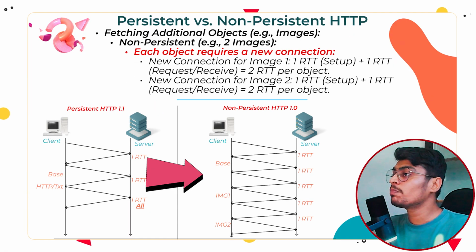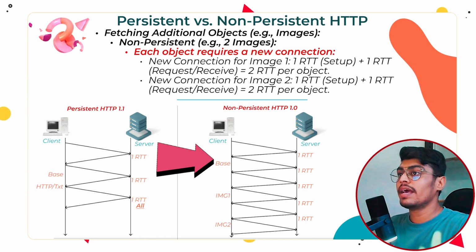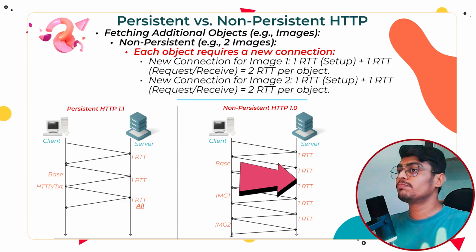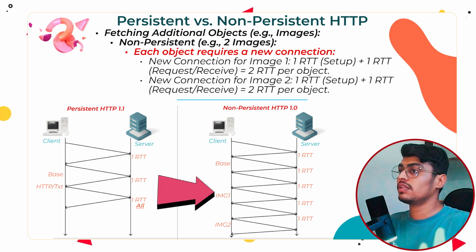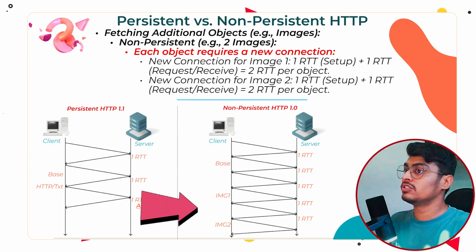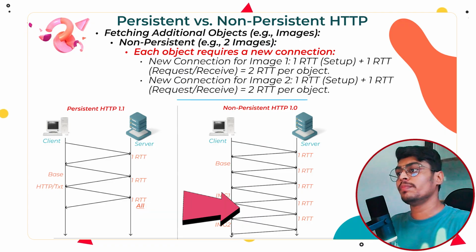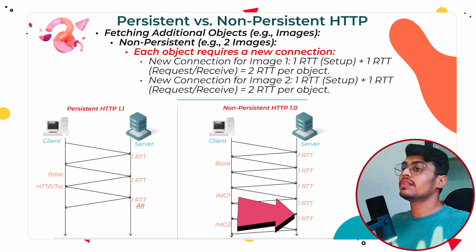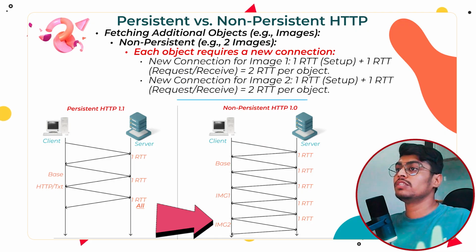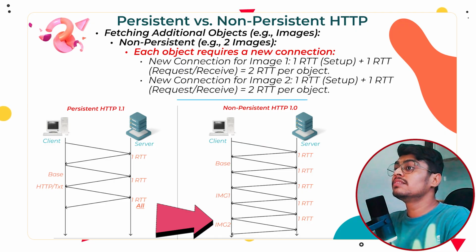But what happens in the non-persistent case? You get the base file, the HTML text file. Now after that, the connection has to be established again, and one RTT will be spent. You establish the connection again. Now you access image number one, so you get one image, and it will take one RTT again. So you get the first image. Now you have to access another image, another object, so again a connection has to be made, and again one RTT is used. Then you get the second image. So you must be understanding the complete story and able to visualize the difference between persistent and non-persistent. This is the actual difference.